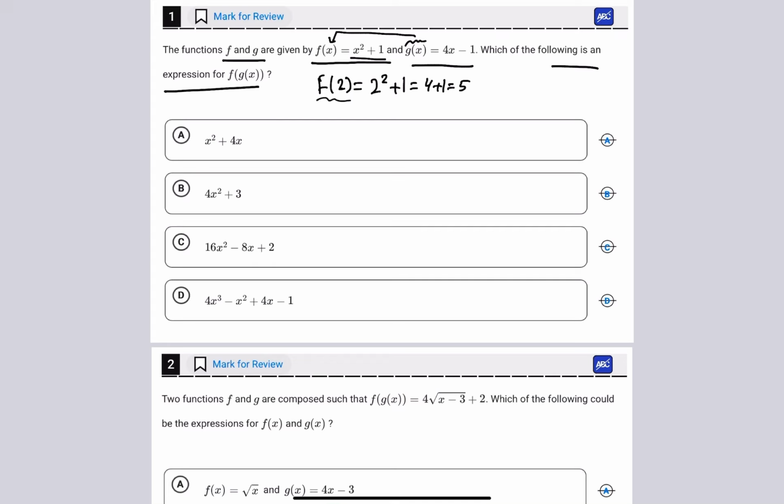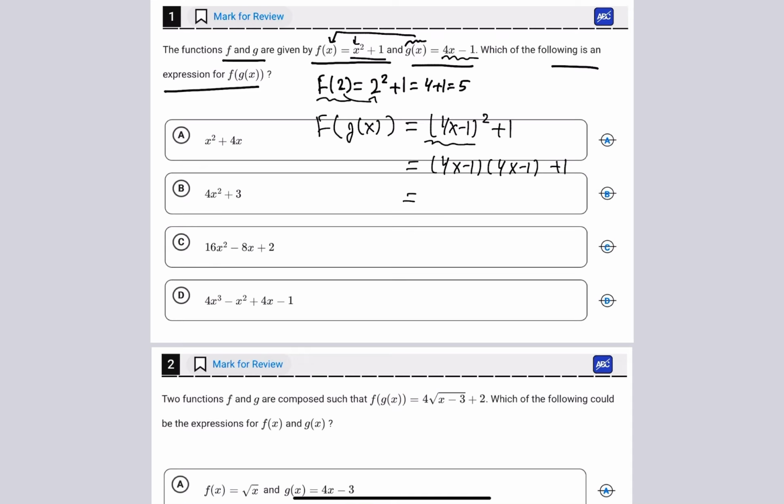Instead, we're searching for f of g of x. So instead of plugging 2 into x, what I'm going to plug in is g of x, which is 4x minus 1, into x. So now I have (4x minus 1) squared plus 1. Now, you can simply expand this. We have 4x minus 1 multiplied by 4x minus 1. But if you know the FOIL formula, it's very simple.